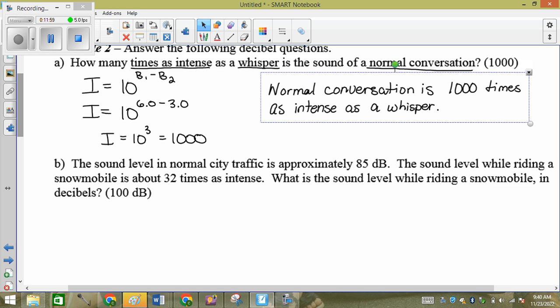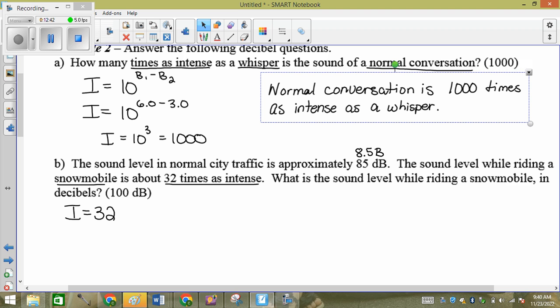Now B talks about the sound level in normal city traffic, which is approximately 8.5 decibels. The sound level while riding a snowmobile is about 32 times as intense. So actually a snowmobile, is it louder or quieter? Louder than normal city. Have you ever been on a snowmobile? They are loud. So it's 32 times as intense. So I know my I is 32. We agree? That means it's growing. It's going faster, right? Growing.